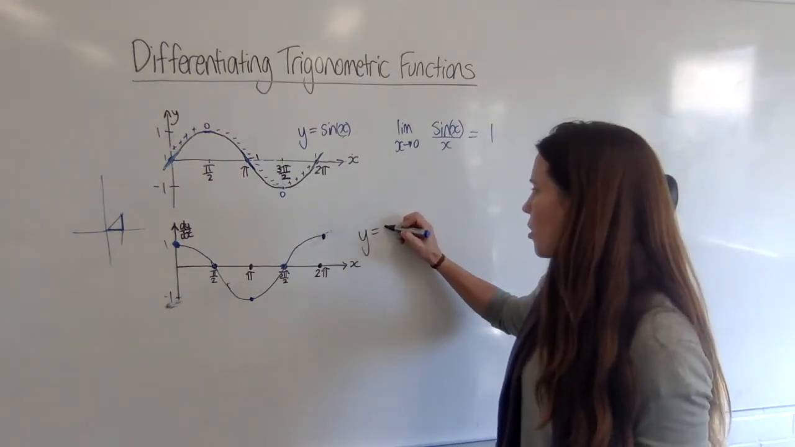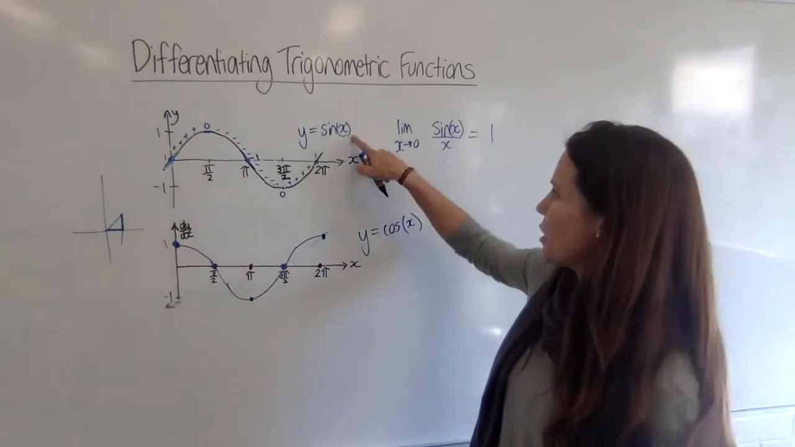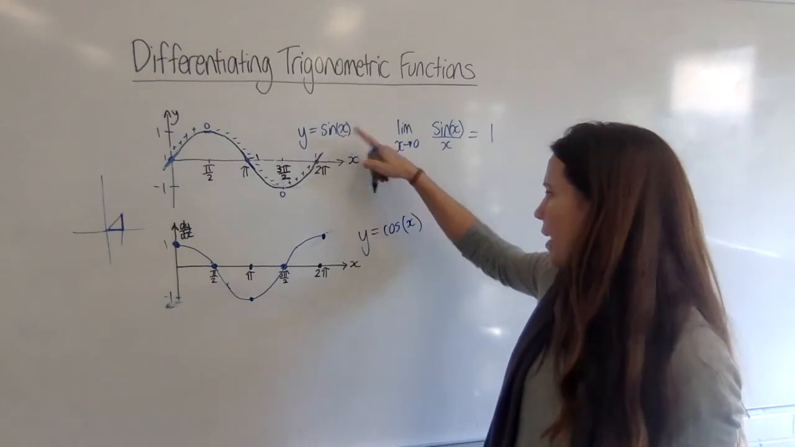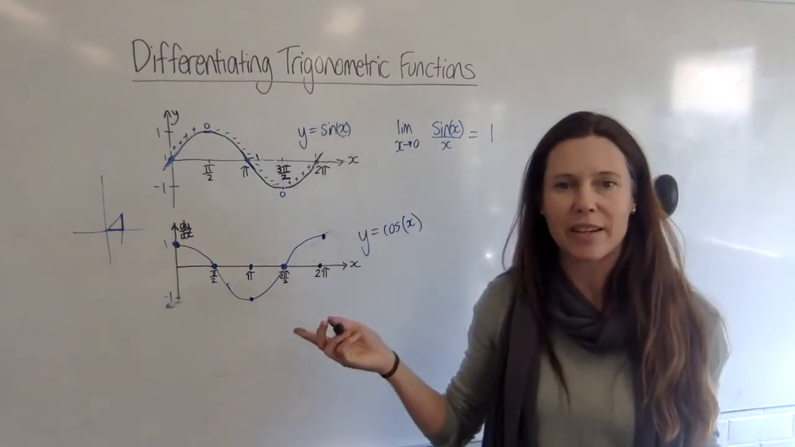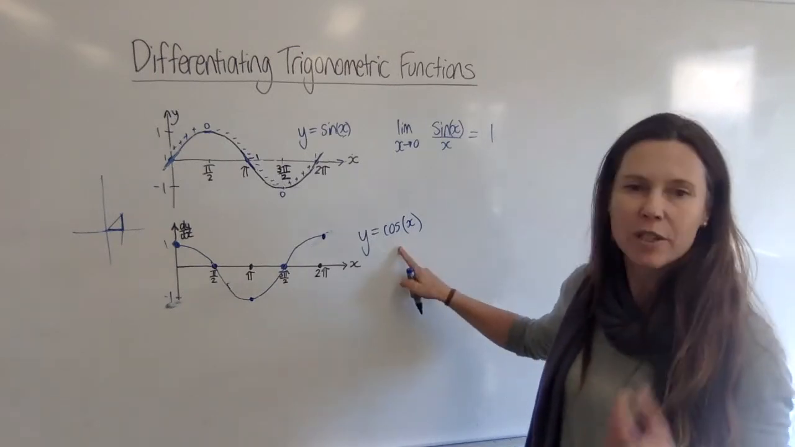Exactly, it's y equals cos x. Wow. So if we differentiate sin x, what we actually get is cos x. All right, that's our first thing that we've learned. What happens if we differentiate cos x?